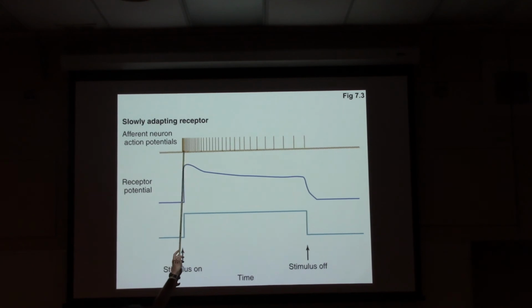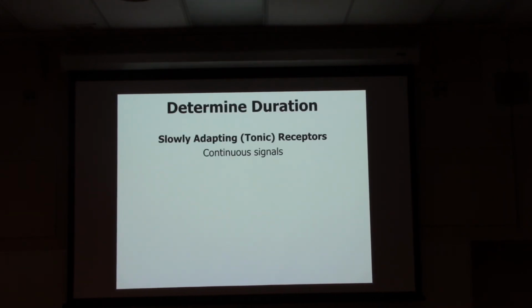Right, so we get action potentials right in the beginning, and we keep sending action potentials. Yeah, the frequency lessens over time, and eventually you'll learn to ignore it, and it'll stop responding, but it's sending messages the entire time the stimulus is there. Okay? All right, the other type, fast adapting or phasic receptors.